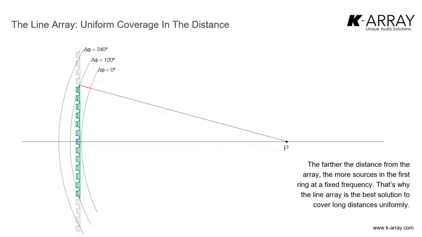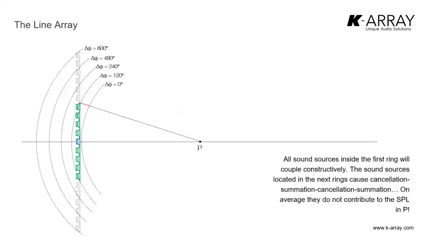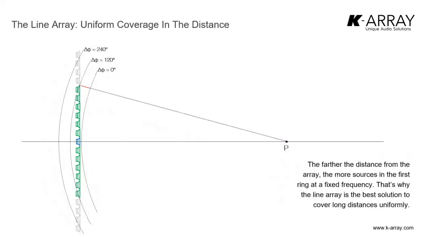We all know that this doesn't mean that the SPL is constant. But if we do a little bit of calculation, we discover that it's going down only 3 dB per doubling the distance, compared to the 6 dB per doubling the distance of a point source. So, one of the most important properties of a pure, ideal line array is that you can cover a longer distance uniformly.